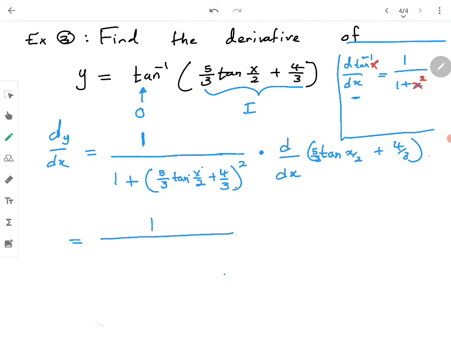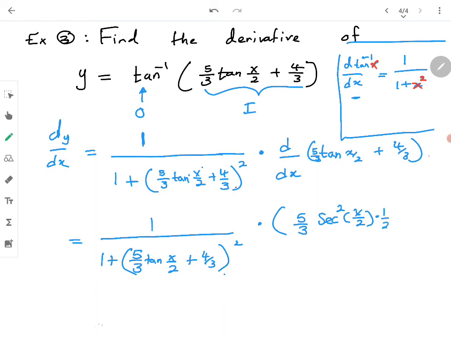So let's find that derivative. The derivative of tan is secant squared of x over 2, and here the inner function is x over 2, so the derivative of x over 2 is one half. So that's the derivative of the first term, and the derivative of the second term is 0. So that's the final answer.